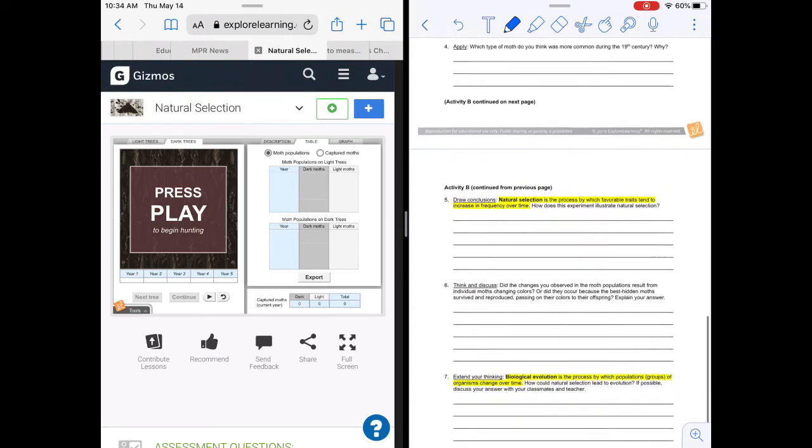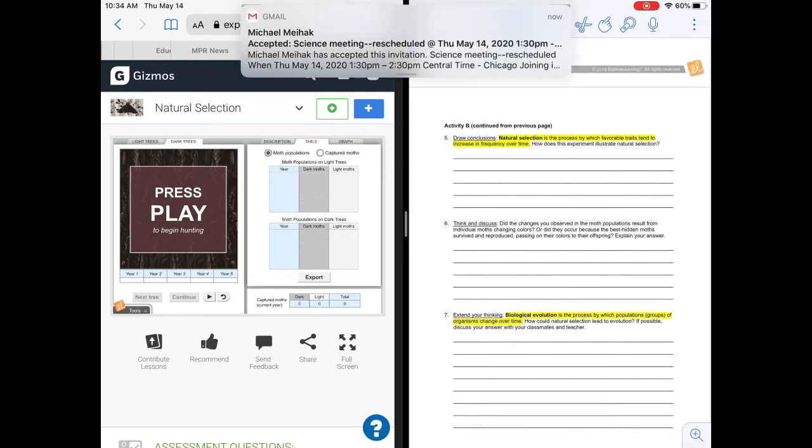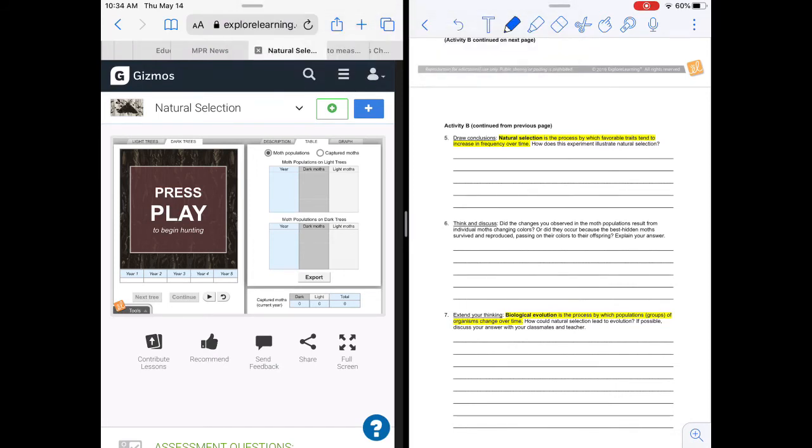On the last page, we've got 3 more questions. The first one starts by giving you the definition of natural selection. It says natural selection is the process by which favorable traits tend to increase in frequency over time. So that would mean it's the process where the traits that are helpful or benefit the living thing become more frequent over time, or become more common.